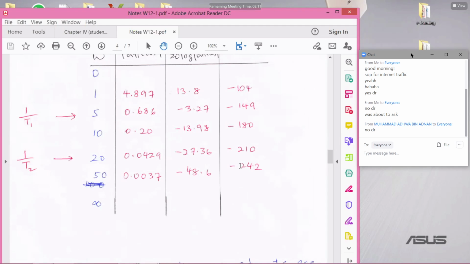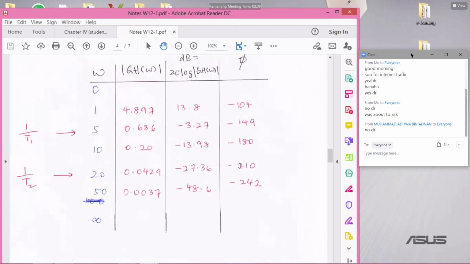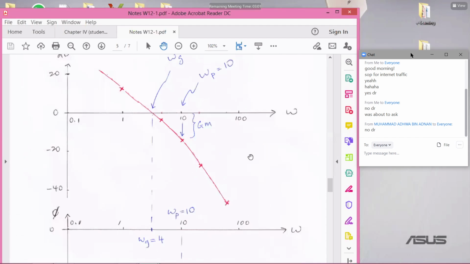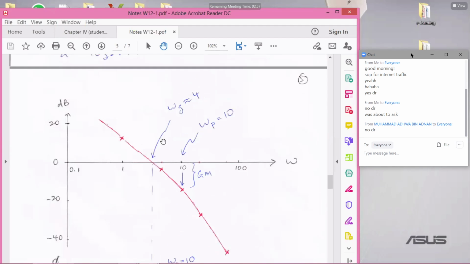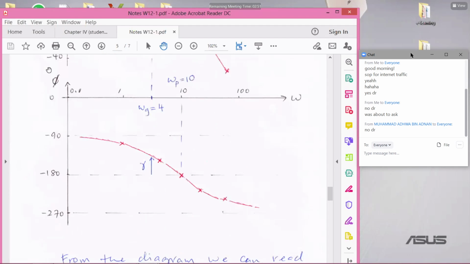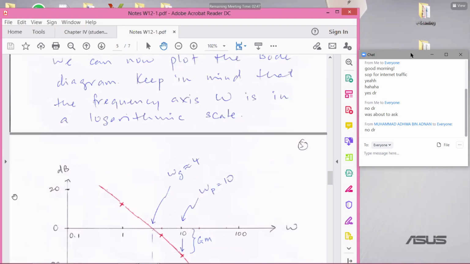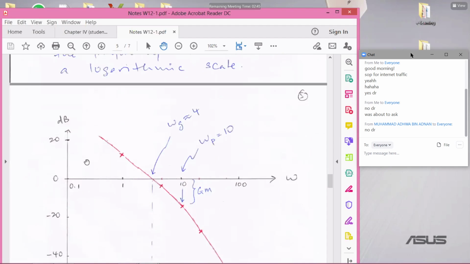So that is how you draw your Bode diagram from this table. I'm not going to discuss today how we can get the gain margin and phase margin and whatnot. That's the end of discussion today, just how to transfer all these points to a semi-log graph paper. So for a Bode diagram, you're going to have two diagrams. One is the magnitude versus frequency, and the other is the phase angle versus frequency. The magnitude is in units of decibel.